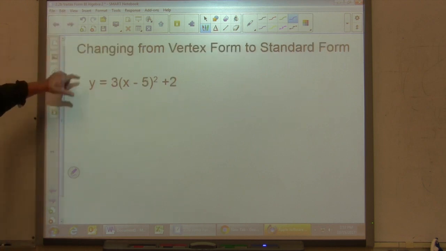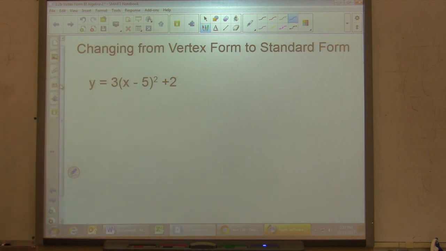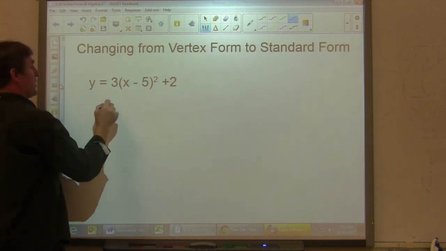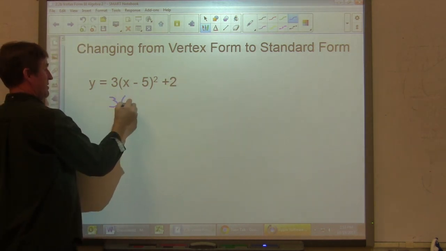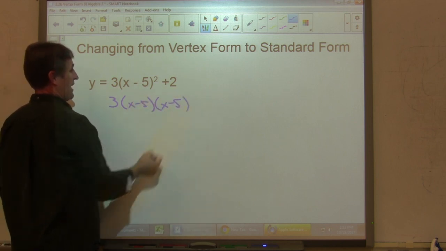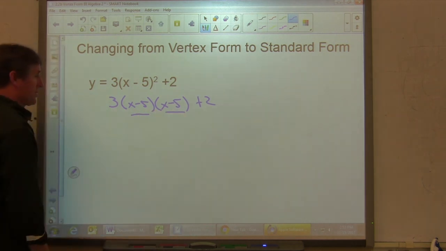So, changing from vertex form to standard form, let's go the other way first. If I'm going to change this to standard form, we just take this 3 and we change that to x minus 5 times x minus 5. So I'm going to multiply these two together first.